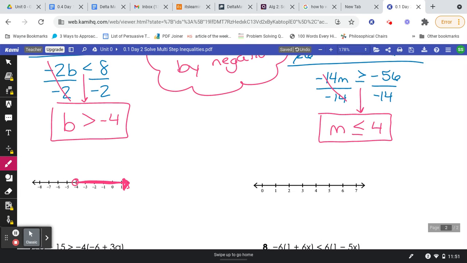So any numbers that are smaller than 4 or equal to 4 are going to count as my solution. So anything from 4, include it using the closed arrow. And anything smaller than that on your number line would be to the left.